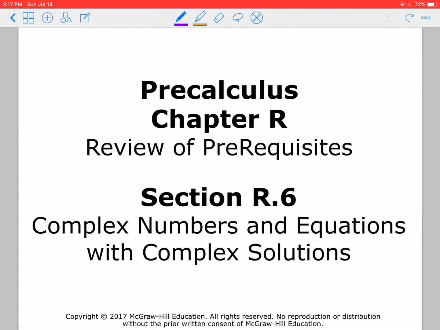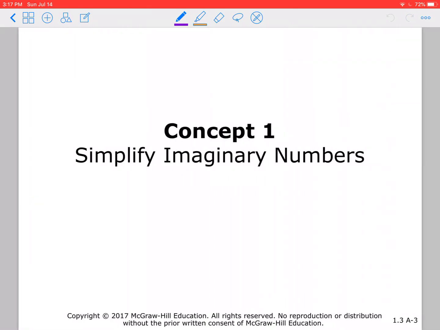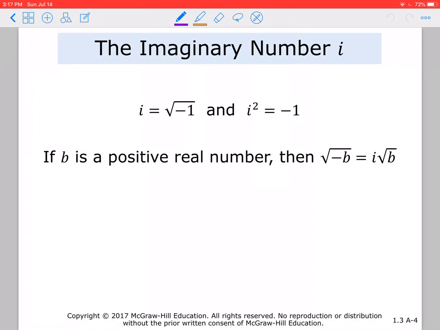R6 deals with complex numbers. Complex numbers being imaginary numbers. So, you've seen this before at some point. i is equal to the square root of negative 1. Now, why is that? Because you can't take the square root of a negative number. So, in order to work with functions with square roots of negatives, we have to make this imaginary number thing.